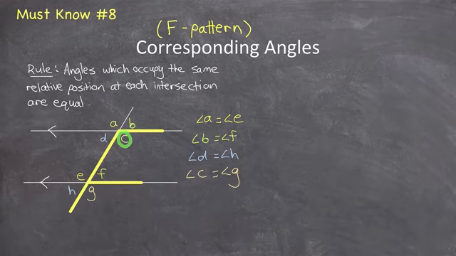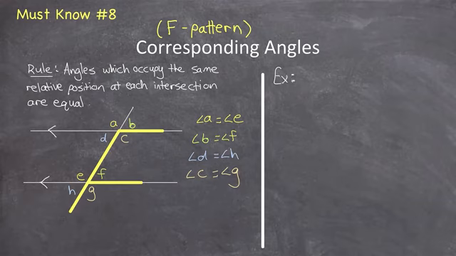The angles underneath the horizontal lines of this F, C, and G are equal to each other. Now let's try an example where we can use this relationship of corresponding angles.